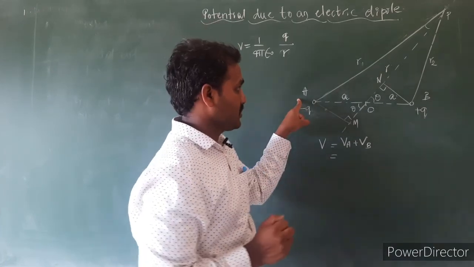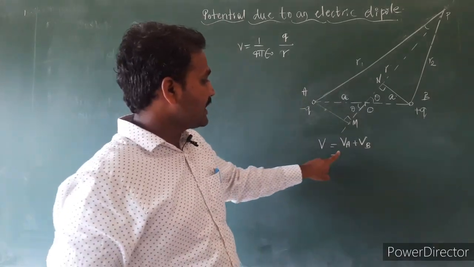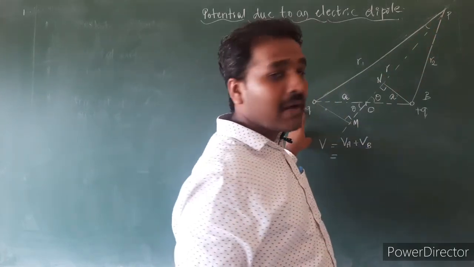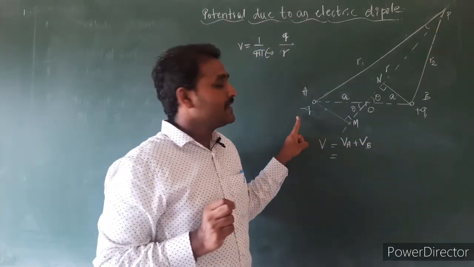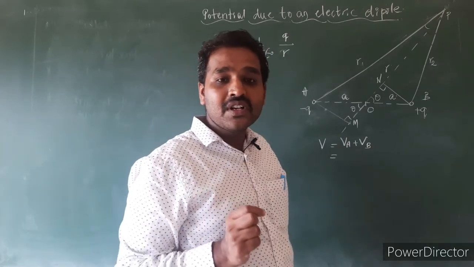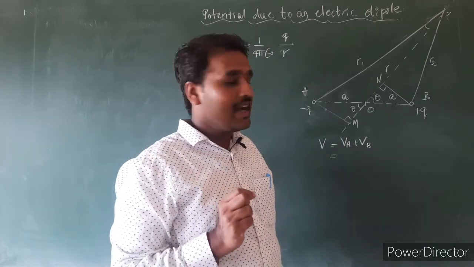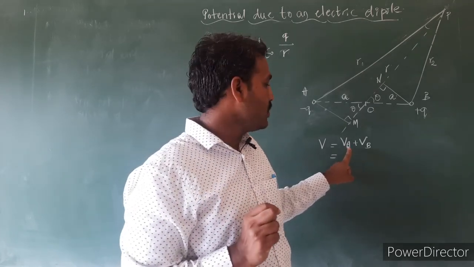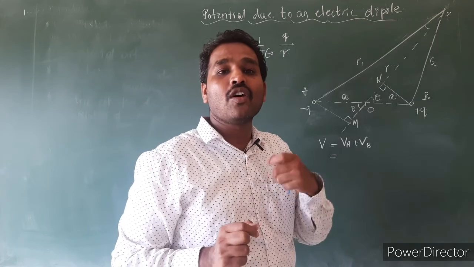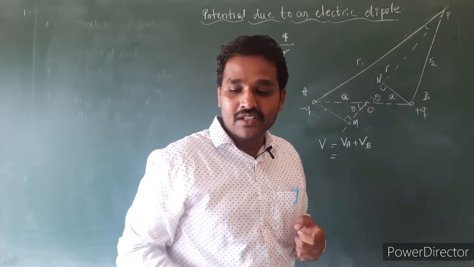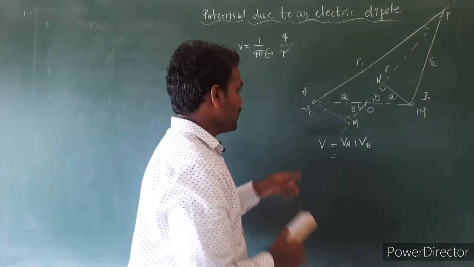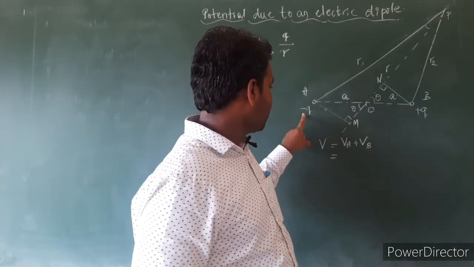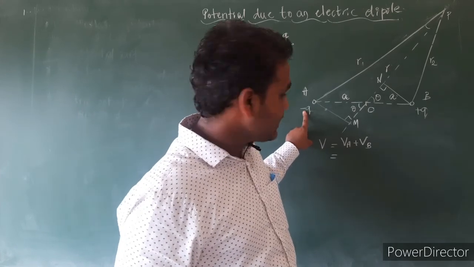This is the basic expression for electrostatic potential at any point P because of a source charge. When I consider the electrostatic potential at point P because of the minus q charge, we also know that the electrostatic potential is positive if the source charge is positive, and negative if the source charge is negative. So the electrostatic potential depends on the polarity of the source charge.